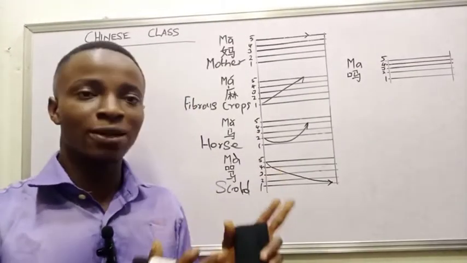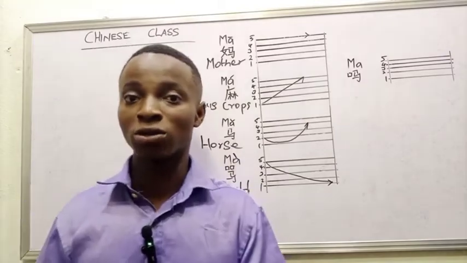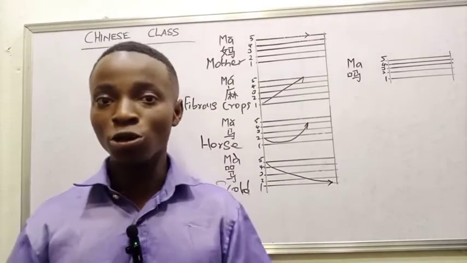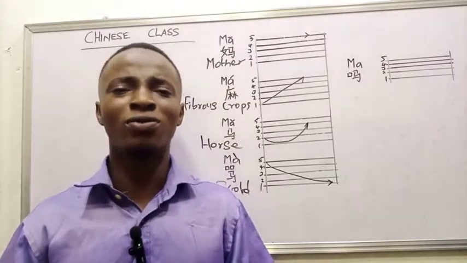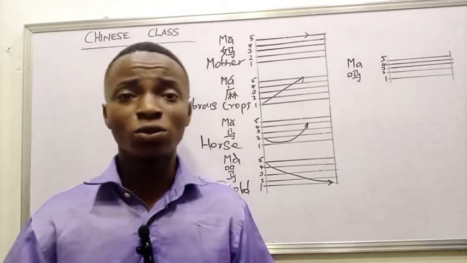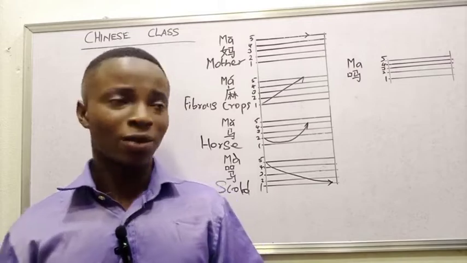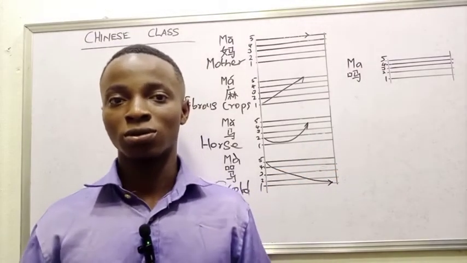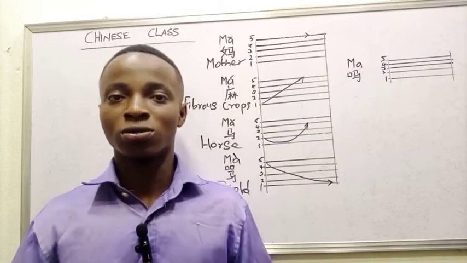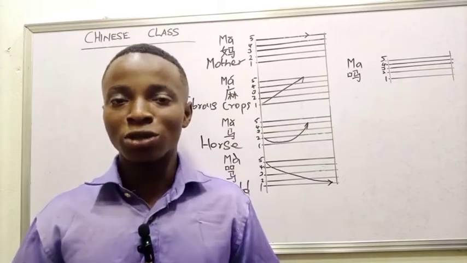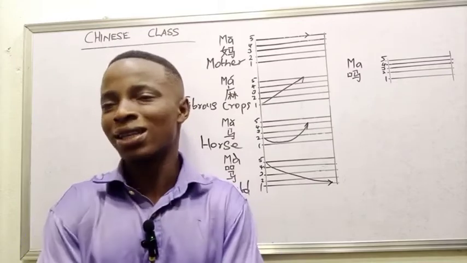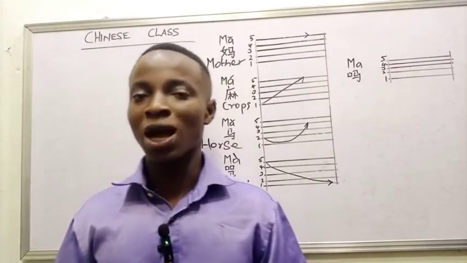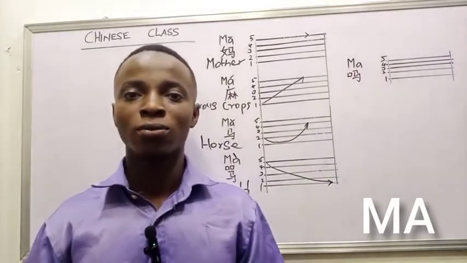So now we've seen the differences, the importance of those tones. In English we don't have tones, but in Chinese, tones are very, very important. We can't do without them. So now the fifth one is known as the neutral tone. There is no sound. These tones are neutral. So now, with the letters written below, we have what we call ma.